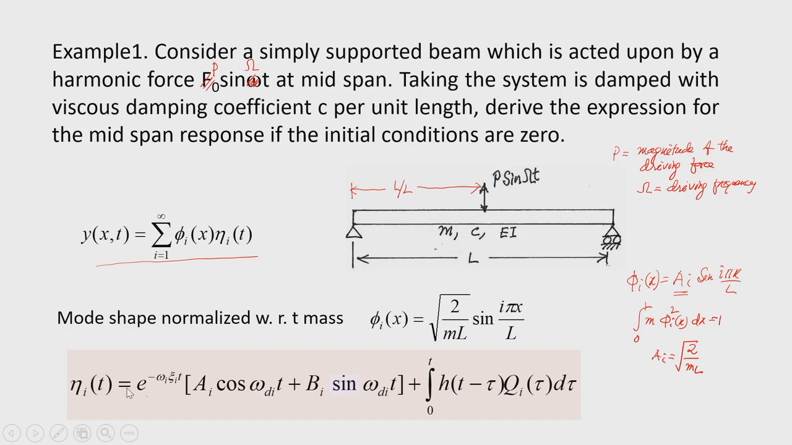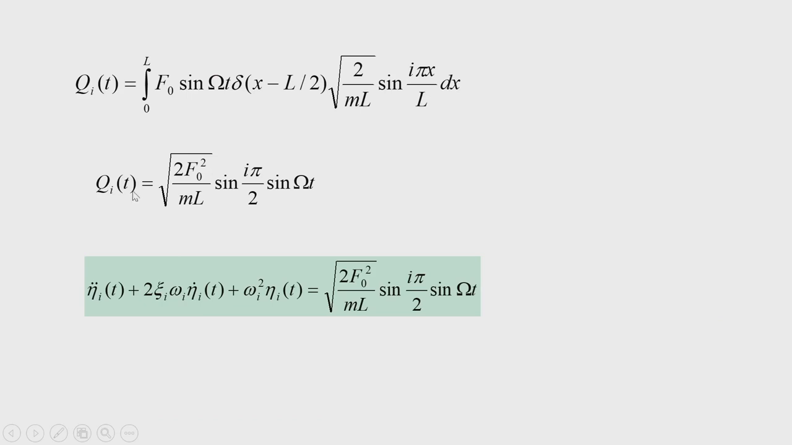Now we got this expression, so first let us calculate the generalized force. The generalized force at the ith mode, Q_i(t): we are denoting the magnitude F_0 as P. So P is the magnitude, and sin ωt is the harmonic function that in this simply supported beam at the midpoint L by 2, a harmonic force sin ωt is applied, whereas the length of the beam is L. Therefore the forcing function F(x,t) can be represented by a Dirac delta function knowing its location. Its location is at L by 2, so δ(x − L/2).